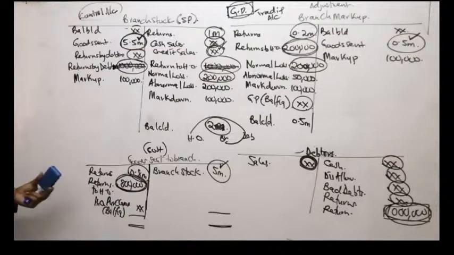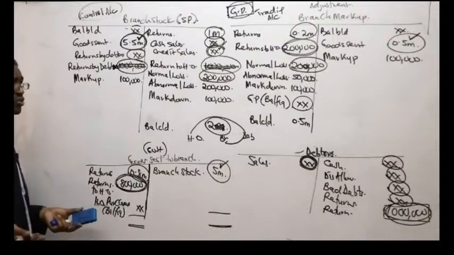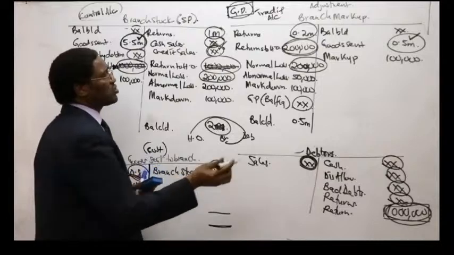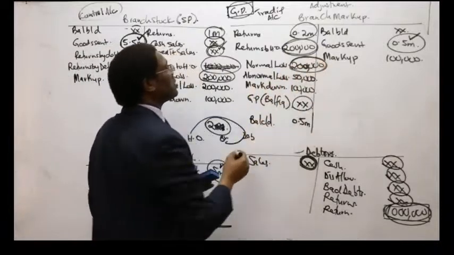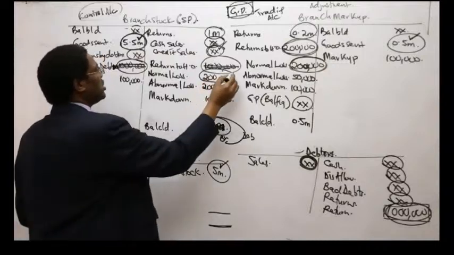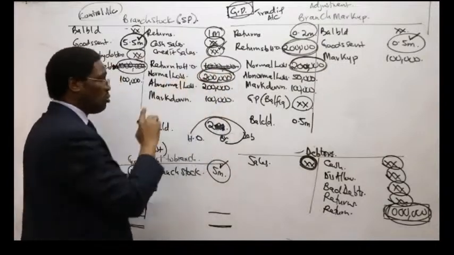From there, we go to the next one, where we say, what if there is a loss of stock? If it's a normal loss of stock, we say with the whole selling price of the loss of stock, you debit branch markup, and you credit branch stock with the normal loss of stock.